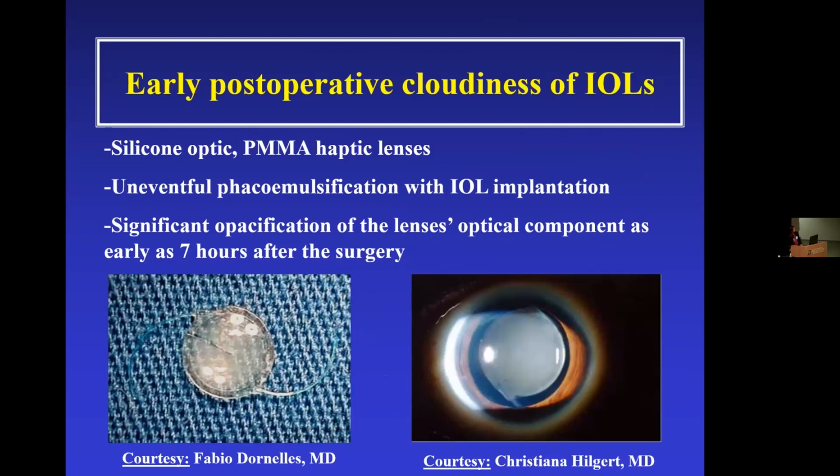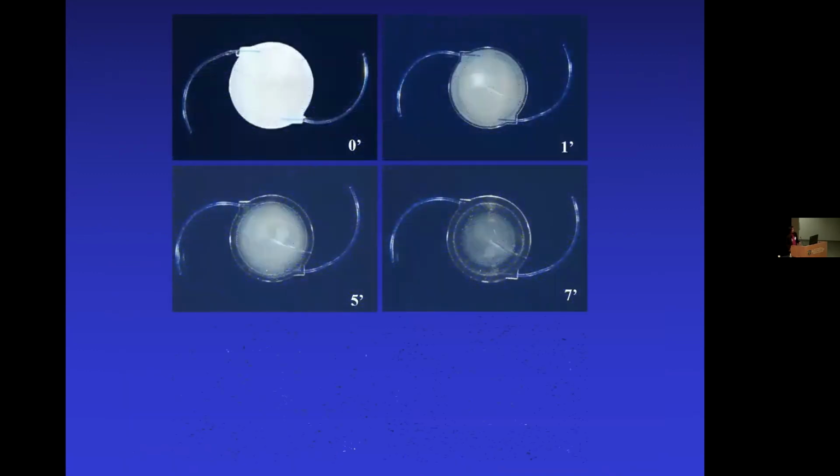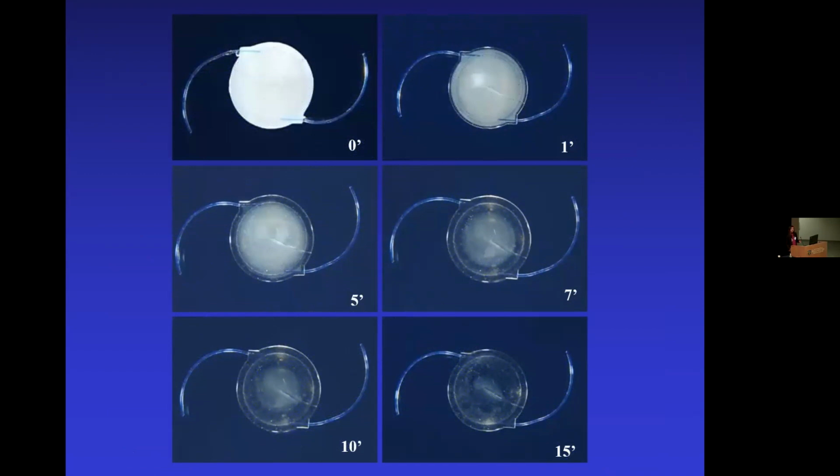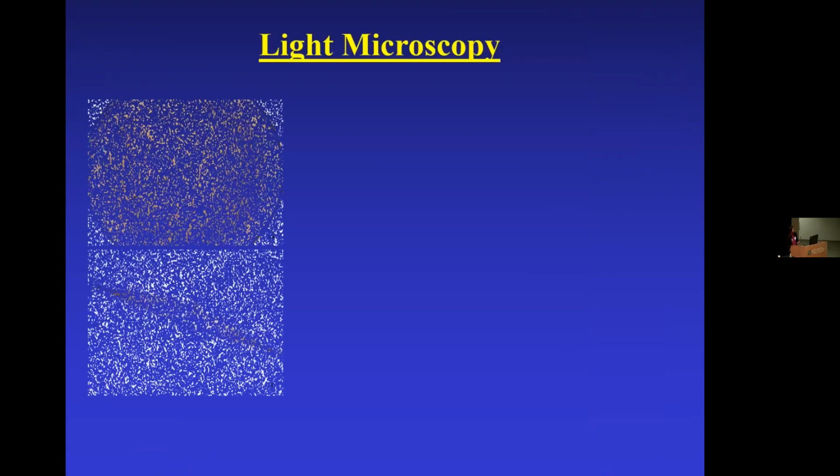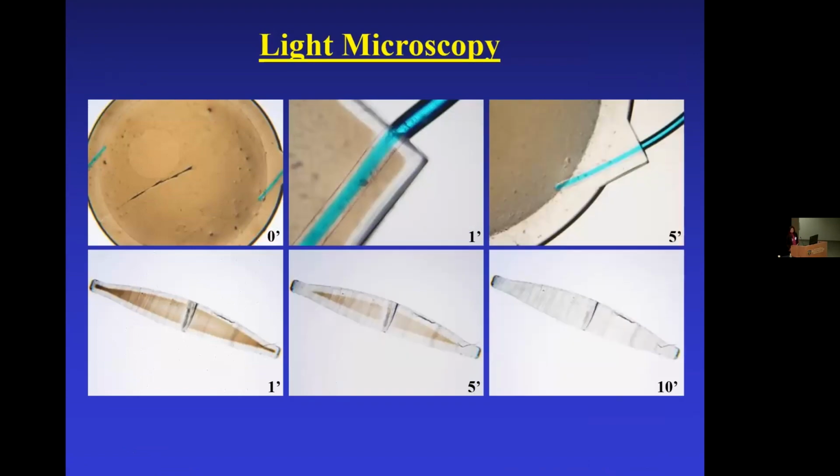These cases here are also very interesting because these three-piece silicone lenses were implanted after uneventful phacoemulsification, but as early as 7 hours after surgery, they were completely opacified. And these lenses all came from Brazil, from different places, and they were sent to me immersed in some solution. And as I was analyzing them and they were drying out, the opacification was disappearing. And I would put the lenses back in solution and they would become completely opacified again. This is how you see the opacification under light microscopy. It gets this brownish discoloration and you see that this disappears with time.